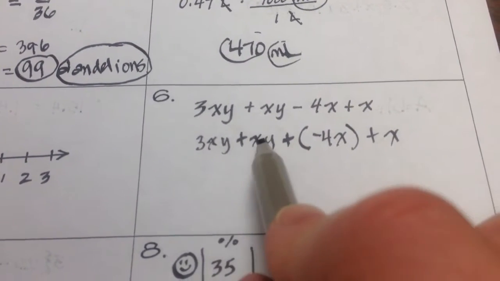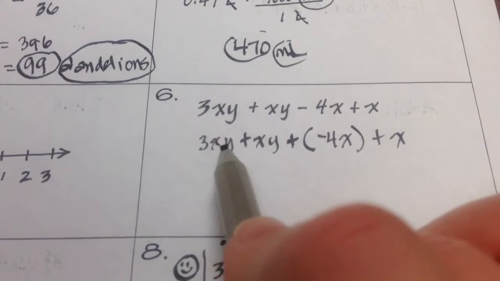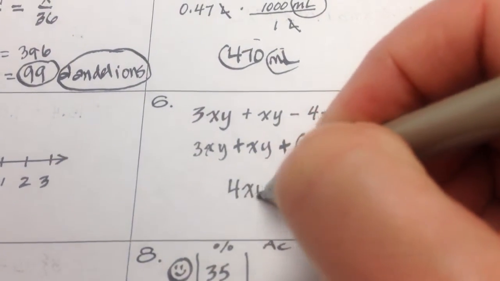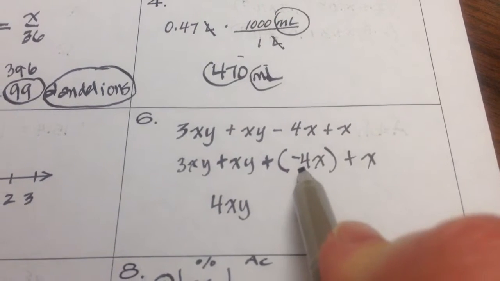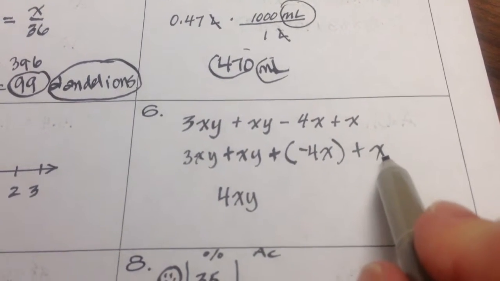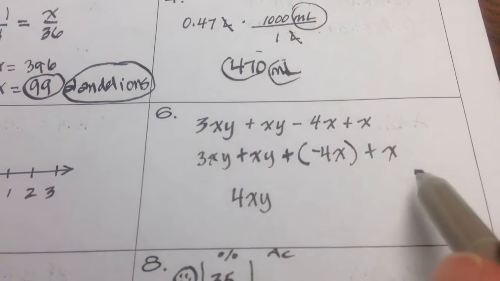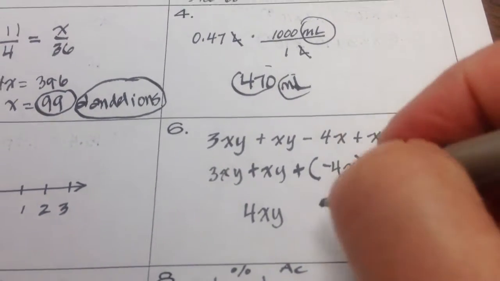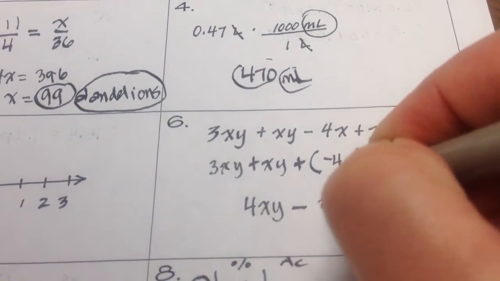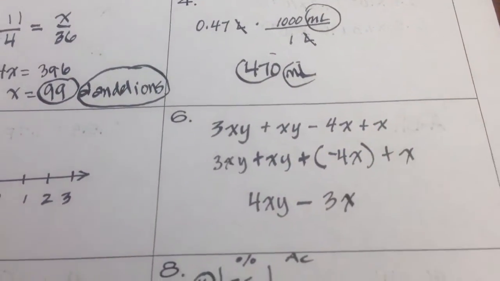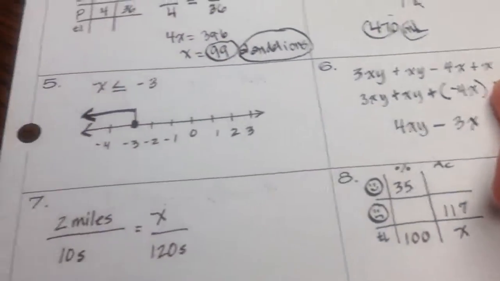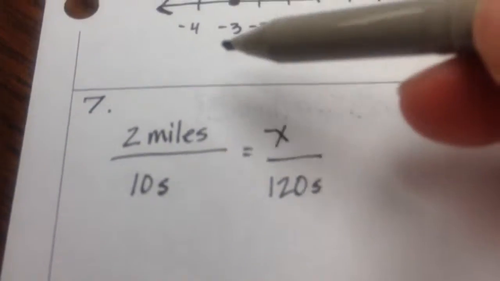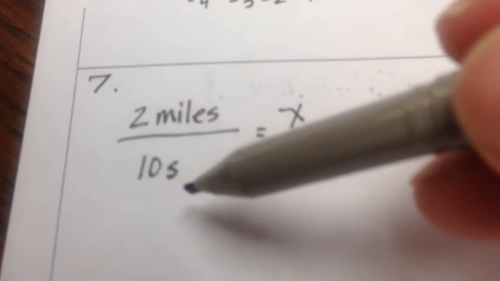Like terms, these two are the same, so 3xy plus 1xy is going to be 4xy. Now negative 4 plus a positive 1 would be a negative 3, right? So you could write plus and then in parentheses negative 3, or you could just write minus 3x. Ta-da!